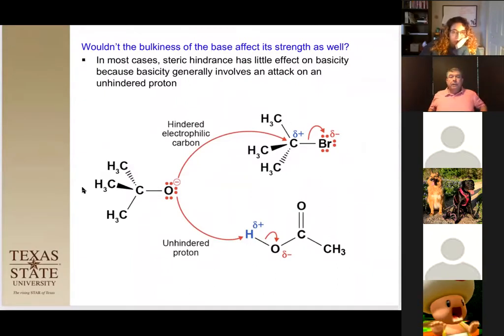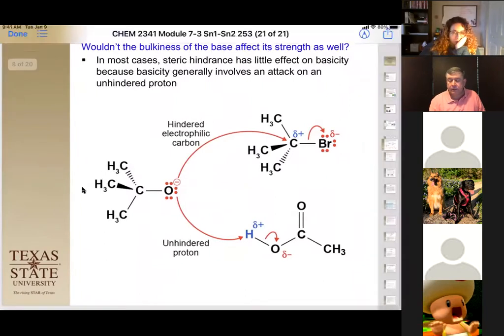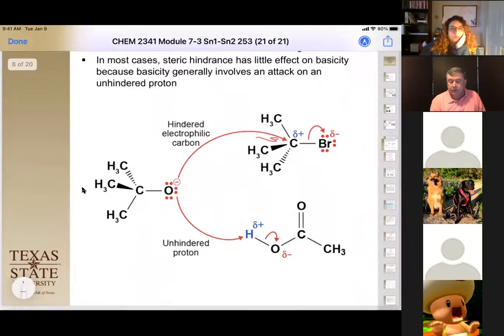In most cases, the steric hindrance does not affect the basicity because basicity involves attack on a hydrogen. So because we're not trying to squeeze into this little space right here, we're actually pulling on something way out here. The base strength is only slightly higher for t-butoxide, because water's around 15, methanol is around 16, ethanol is around 17, t-butoxide is around 18. So it's a little bit stronger base.